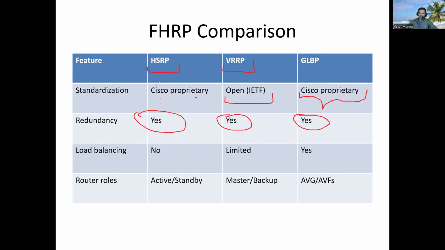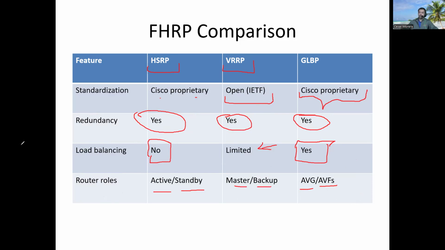Load balancing: HSRP doesn't support load balancing. VRRP supports some load balancing, but it's limited. And finally, GLBP gives us load balancing in case we need it. Finally, the routers' roles. For HSRP, we have active and standby. For VRRP, we have master and backup. And for GLBP, we have AVG and AVFs. That's basically for GLBP.